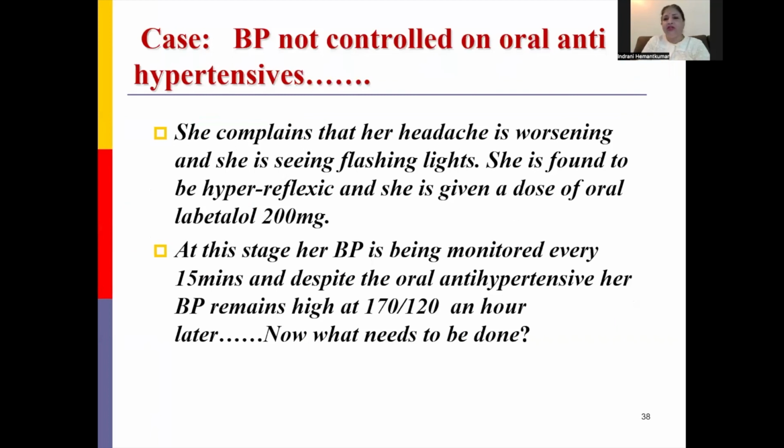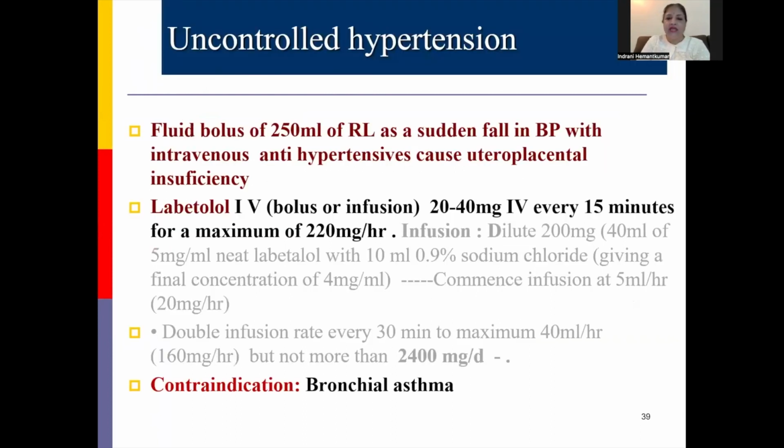The BP is not controlled on the antihypertensives which you have given. Now she complains of headache and she's seeing flashes of lights. She's found to be hyperreflexive, and she's already been given a dose of labetalol, 200 milligrams. Her BP is being monitored. Her BP is still at 170/120. Now what is to be done? See, this is uncontrolled hypertension.